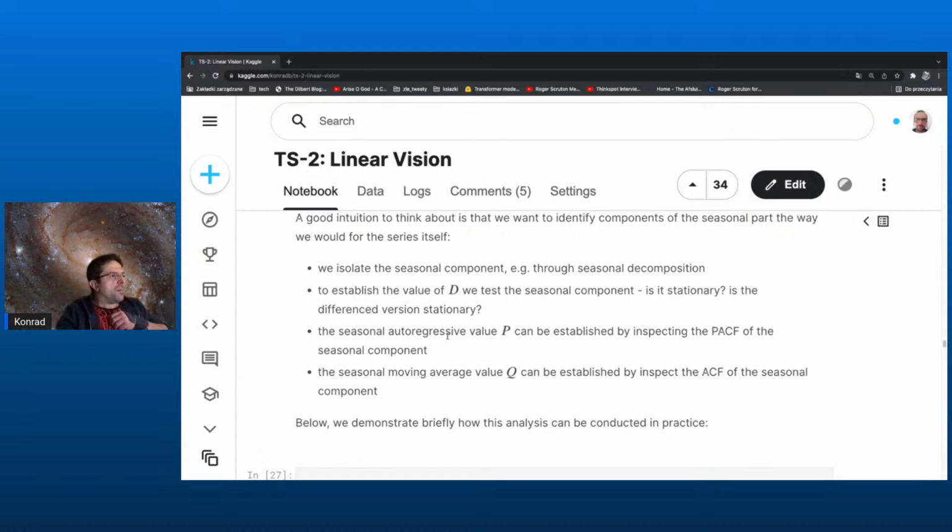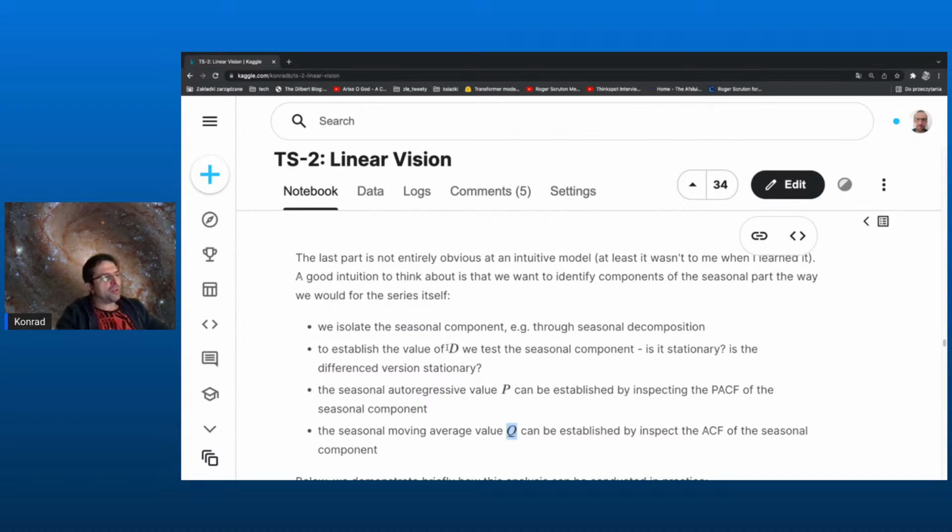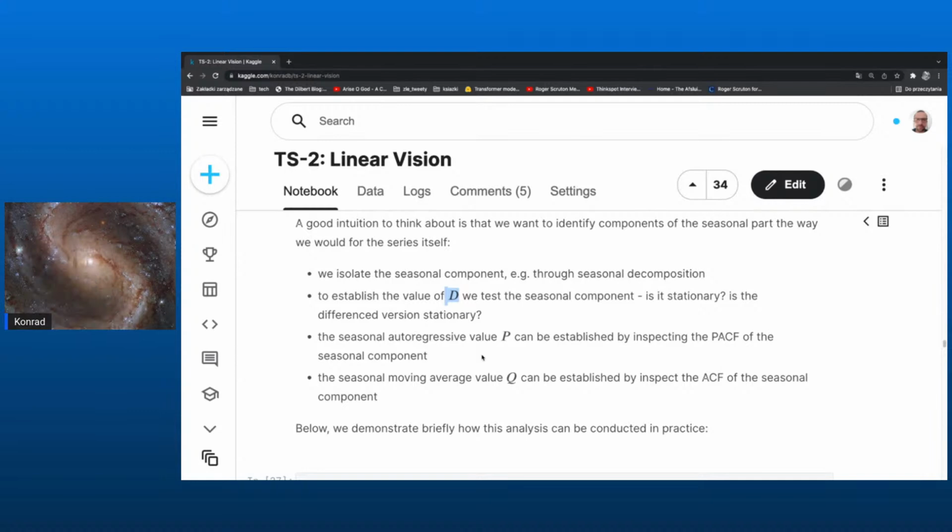A brief intuition behind this: how do you establish the values of the autoregressive part, the moving average part, and the differencing part for the seasonal component? I won't just read it out loud. You can actually have a look at it, and I'll be back in literally 30 seconds.